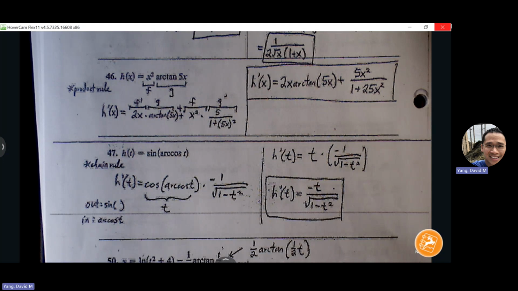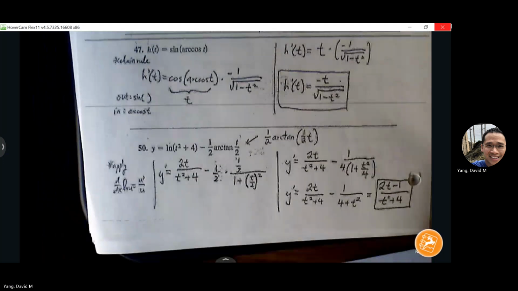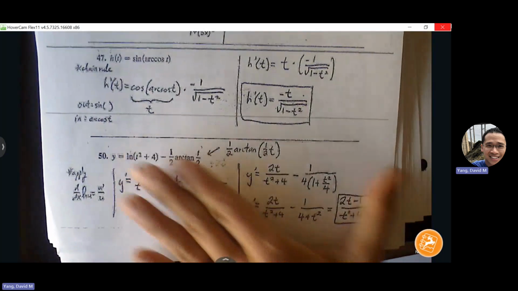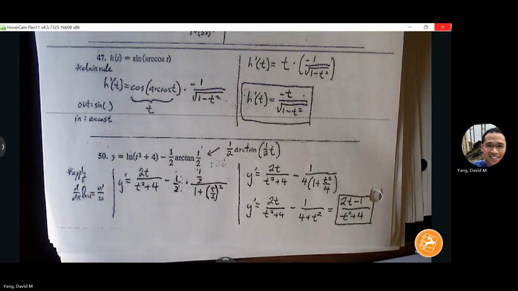Okay, number 50, there's a little bit of review, some older rules there. Natural log of u is u prime over u. And then the second term is just the arctangent rule. Okay, try that first and I'll go over it with you. And this one, you don't have to clean up the fractions. You can leave them unsimplified, that's fine.